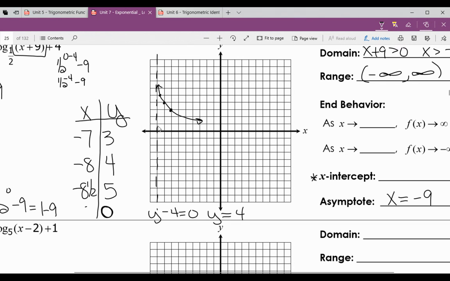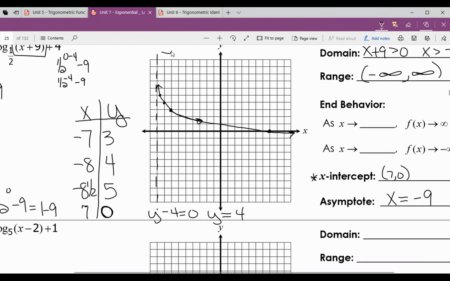Anybody get an answer? You got 7? So that means when I go over 1, 2, 3, 4, 5, 6, 7, I'm at 0. So that's my x-intercept. So this graph is going to come all the way over here, and it won't cross the x-axis till it hits that point.